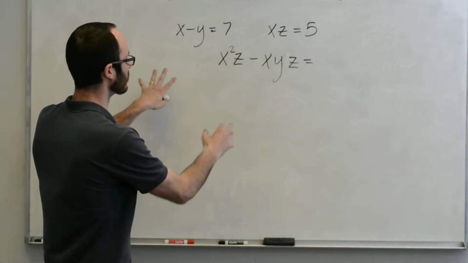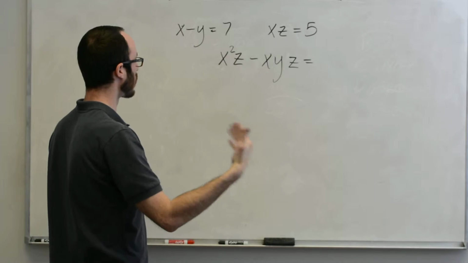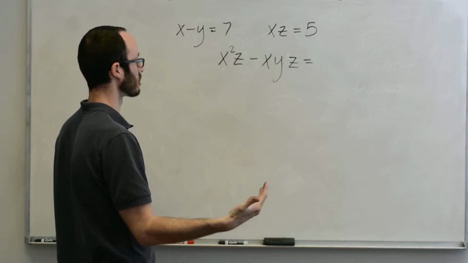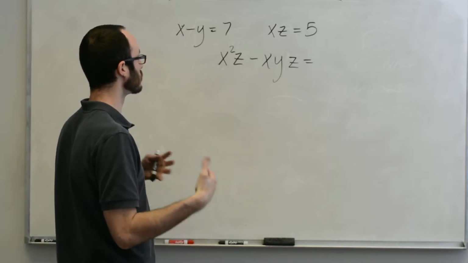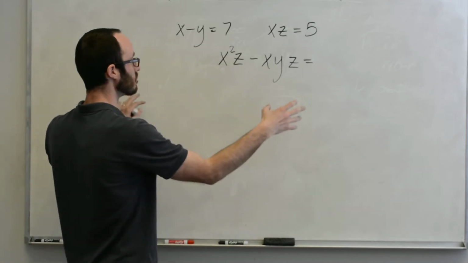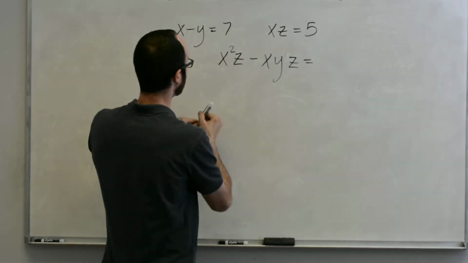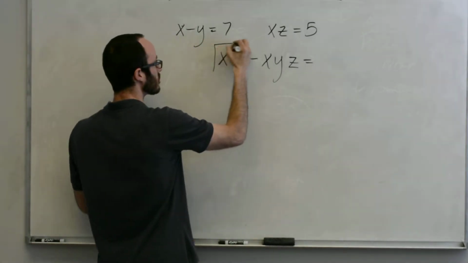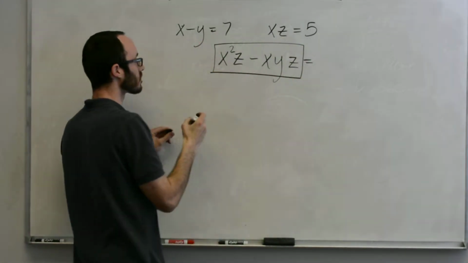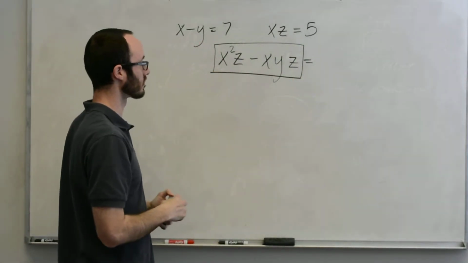Now typically when people see a problem like this, they start going through all the algebra they would usually need to solve it. And if you're like most students, you've been taught in algebra that you solve for variables individually. Now here what we're looking for is a very unique kind of equation. They want us to solve for x squared z minus xyz.